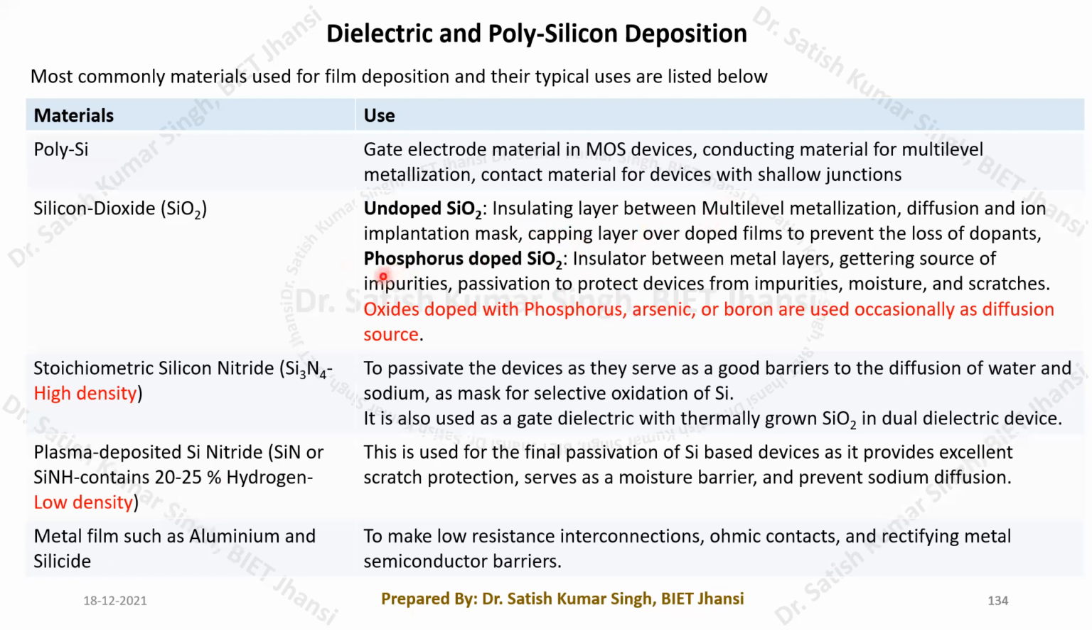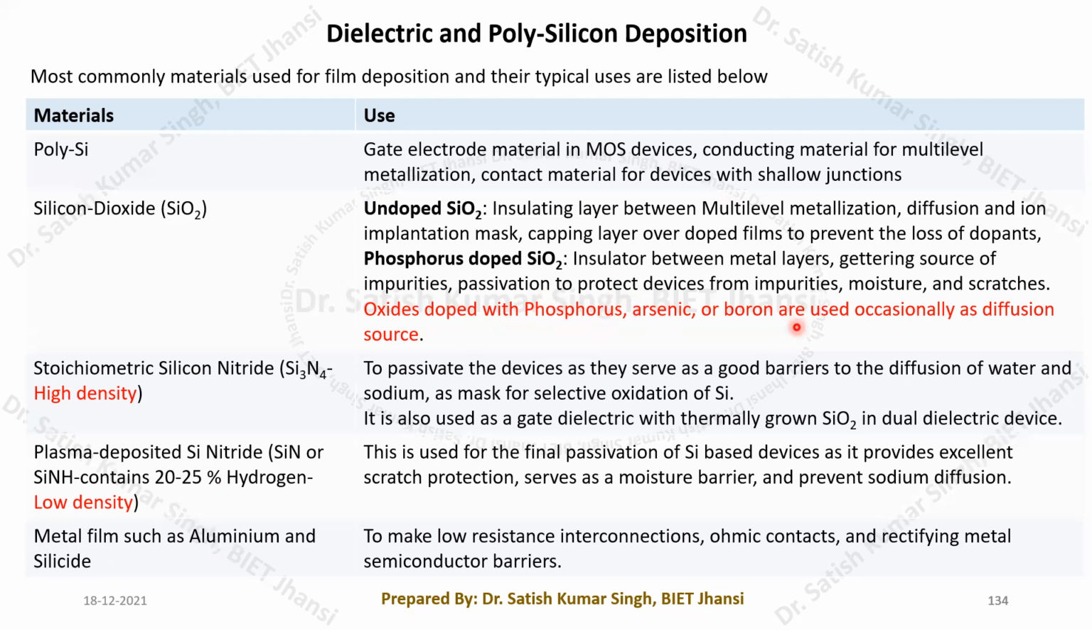Okay, then the phosphorus doped SiO2 layer that we are using has one of the properties as a gettering source of impurities. I have already explained what gettering means. Okay, so it is also acting as a gettering source for impurities, right? Obviously it is used for passivation. Okay, it is a passivation layer to protect the devices from impurities, moisture, and scratches. Okay. You see, one more typical use of the SiO2 layer is oxides which are doped with phosphorus, arsenic, or boron.